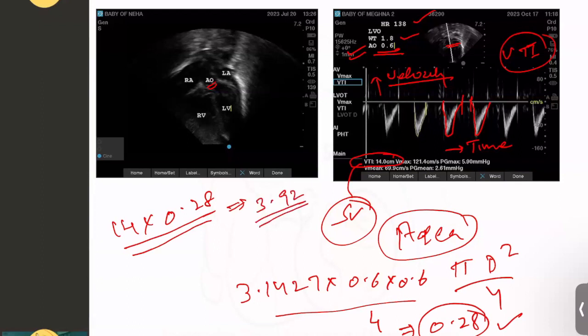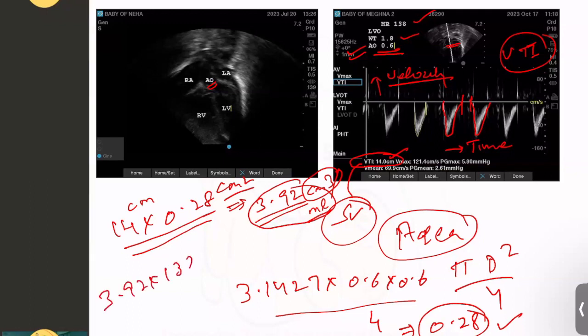The unit of VTI is centimeter, you can see it here. Area is centimeter square, so this becomes centimeter cube, and centimeter cube can also be seen as ml. Now in one ejection, the ventricle is ejecting 3.92 ml of blood. But we want to see how much is happening in 1 minute. For that, we have to multiply this by the heart rate. When you multiply it by the heart rate, it comes to 540, so 540 ml per minute. In one ejection it was 3.92, and in 1 minute it is 540 ml.